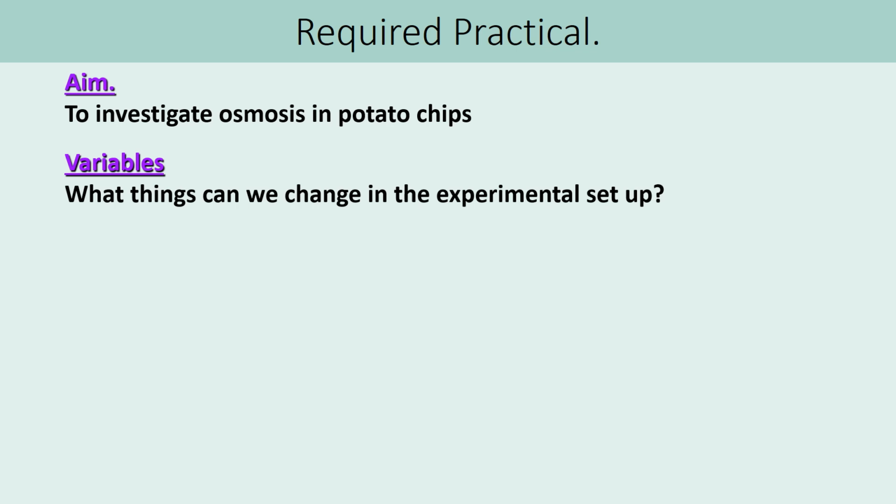Variables, what things are going to change in the investigation. So do remember, we have our three groups of variables. We have the independent variable, that's what we change. We have the dependent variable, that's what we measure. And control variables are things that we have to keep the same. And the more control variables, the more things that we are controlling, the more valid our investigation is.